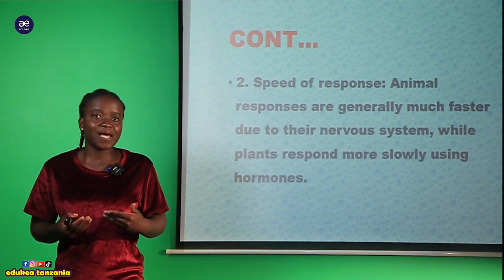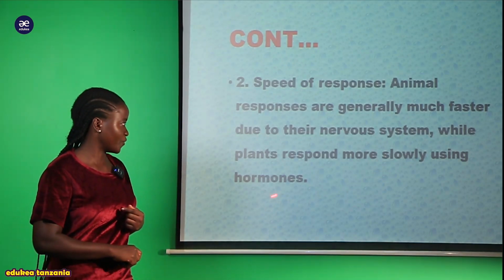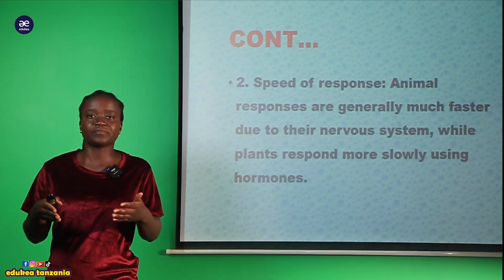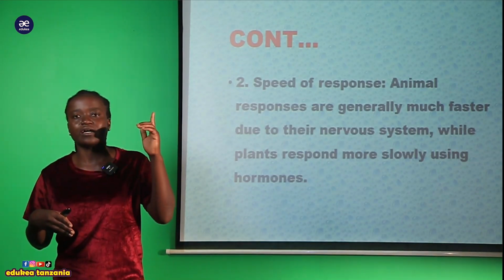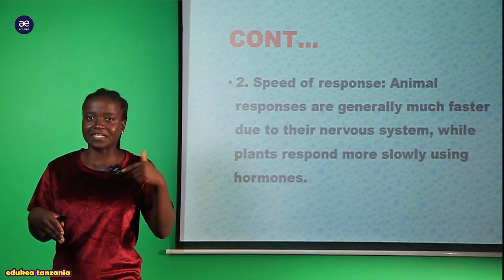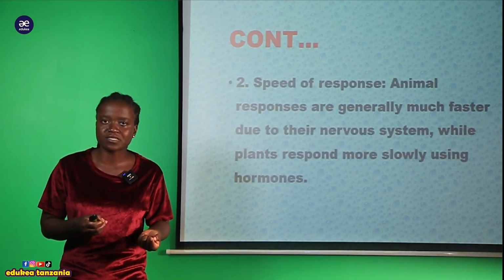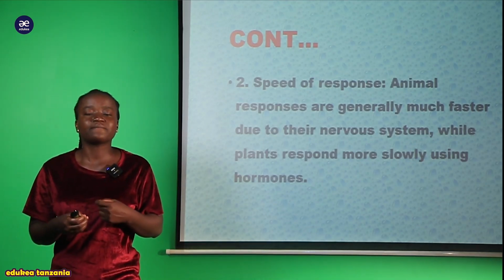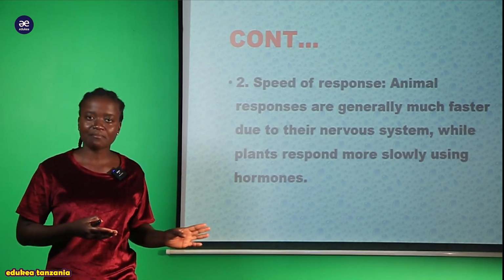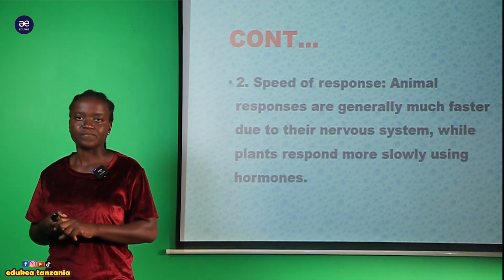Whereas within a plant they only use chemicals. A good example of that chemical is the hormone. So if the hormone is being transmitted from one part, for example from the root to the leaves, you can say it is over a distance between those two places. Even the response that will be provided will become slower compared to the animal, whereas within the animal we have the nervous system.